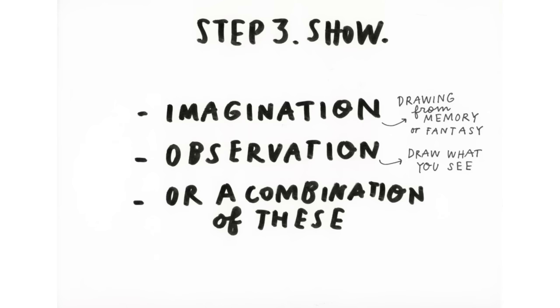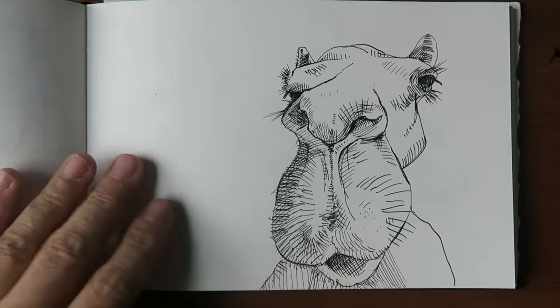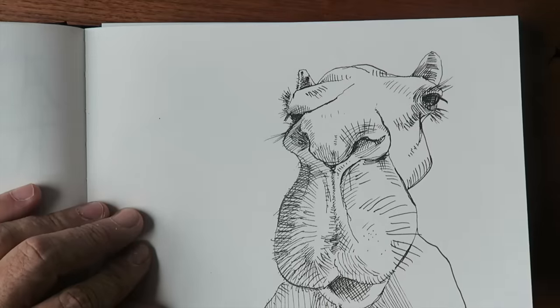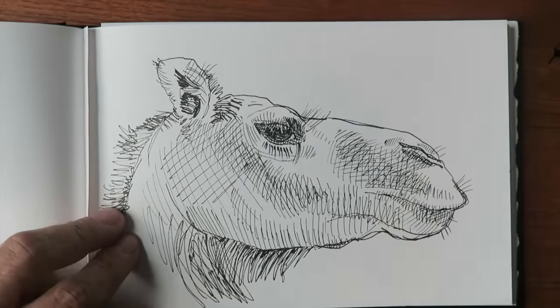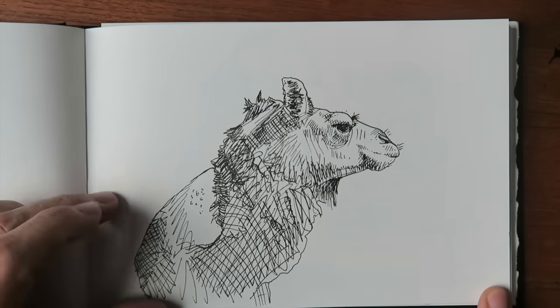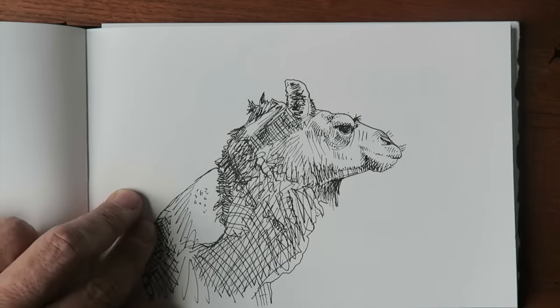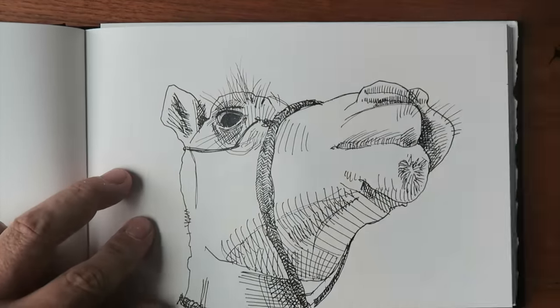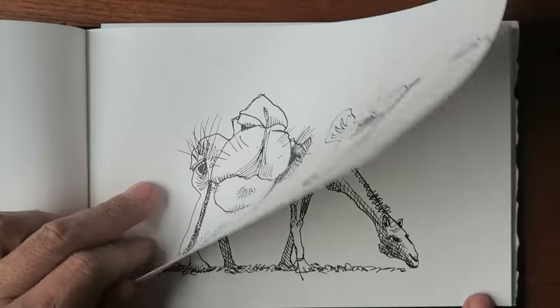The next step that Sabine suggests is to show. What are you going to show? Are you going to draw stuff from your imagination? Are you going to draw from observation? And I decided I'm going to make my camels pretty realistic, even though they're sort of unreal looking critters. And so I did some drawings while I was there at the camel market, and I did some other drawings from my photos. And so here's a bunch of different pictures that I drew.